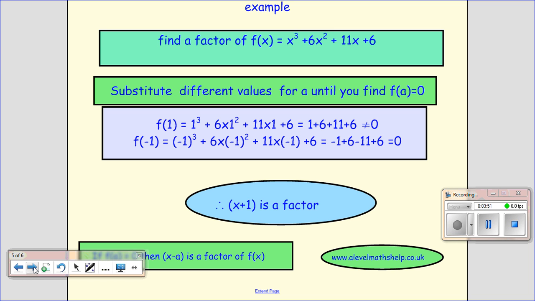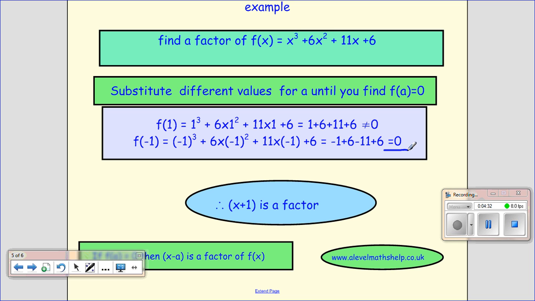I would always start with 1 because it's easy. So I put 1 in here, so I get 1 cubed plus 6 times 1 squared plus 11 times 1 plus 6, and I can see that that's definitely not going to equal 0. And if you look, everything's plus, so now I'm going to try minus 1 to see if that helps. So now I put minus 1 cubed plus 6 times minus 1 squared plus 11 times minus 1 plus 6. That's much better because I get minus 1, plus 6, minus 11, and plus 6, which gives 0. So I get f of minus 1 equals 0.